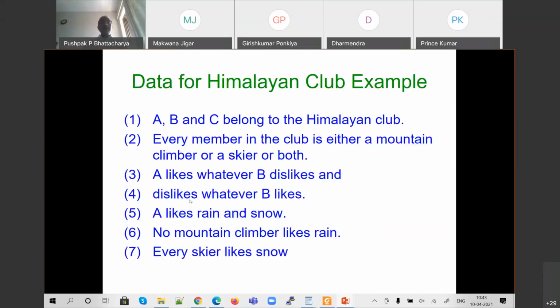Now let's take a data science point of view to this Himalayan club example. The data are the following pieces of information. A, B, and C belong to the Himalayan club. Every member in the club is either a mountain climber or skier or both. A likes whatever B dislikes and dislikes whatever B likes. A likes rain, A likes snow. Now, no mountain climber likes rain. Every skier likes snow. So all these are data items and they cannot be trifled with.